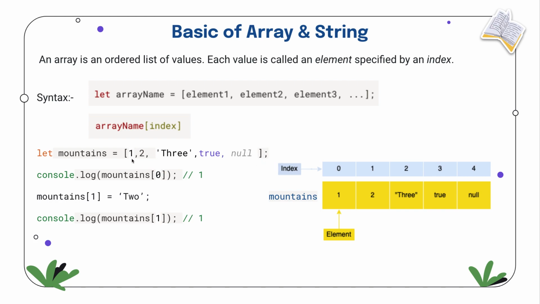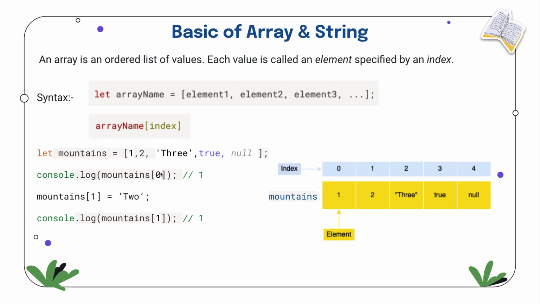Now see, 1 is indicated by index 0, 2 is indicated by index 1, 3 is indicated by index 2, the string is indicated by index 3, true is indicated by index 3, and null is indicated by index 4. So if I want to print null, I write mountain of 4. If I want to print true, mountain of 3. If I want to print 2, mountain of 1. If I want to print 1, mountain of 0. Mountain of 3 means 0, 1, 2, 3, so it will print true. So this is the way to access an array element.